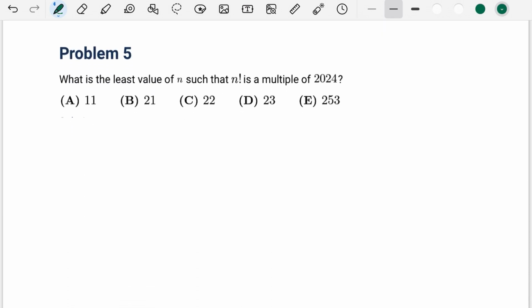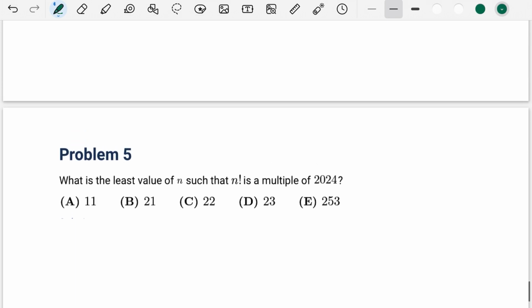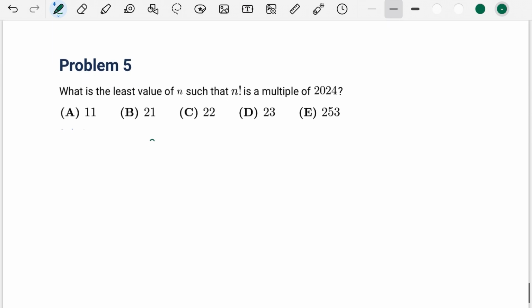Problem 5. What is the least value of n such that n factorial is a multiple of 2024? As a reminder, n factorial means that you multiply all the numbers from 1 to n. For example, 5 factorial would equal 5 times 4 times 3 times 2 times 1.